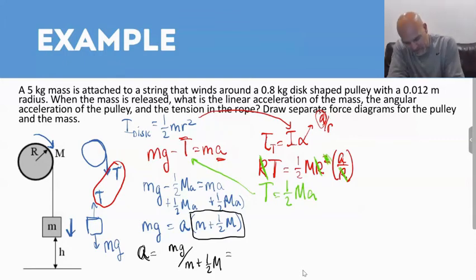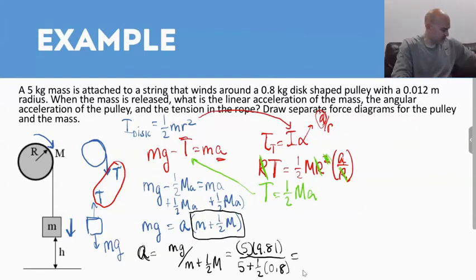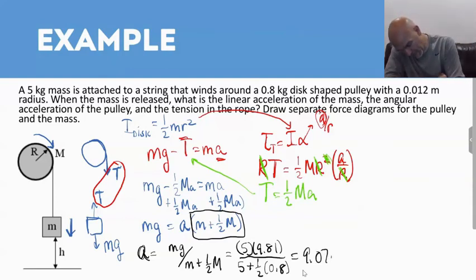And so now I can substitute in my values. So I have 5 times 9.81 divided by 5 plus 1/2 times 0.8. Okay, and so my linear acceleration is going to be equal to, drum roll please, 9.07 meters per second squared. Okay, so now there's my linear acceleration.